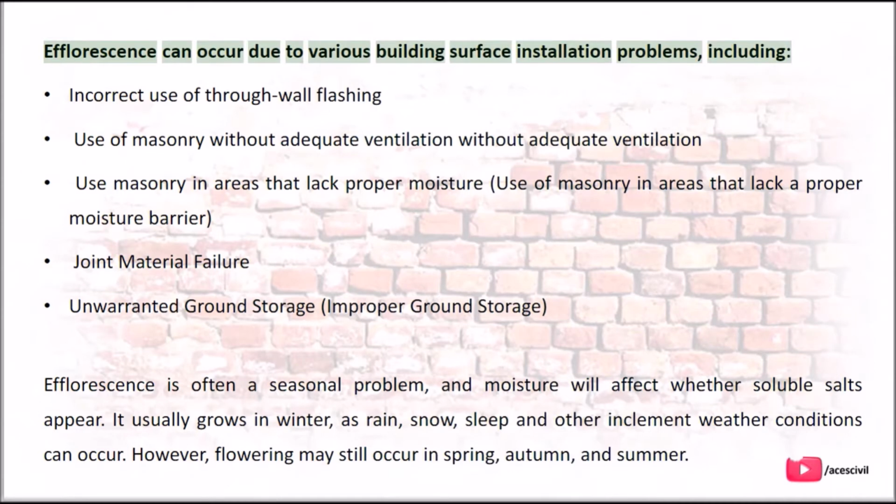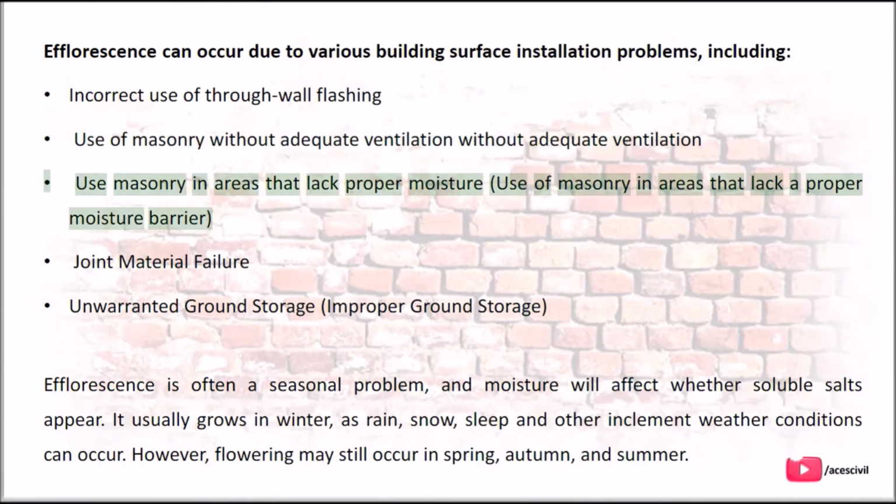Efflorescence can occur due to various building surface installation problems, including incorrect use of through-wall flashing, use of masonry without adequate ventilation, use of masonry in areas that lack a proper moisture barrier, joint material failure, and improper ground storage.